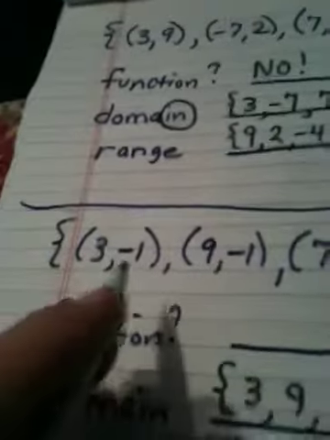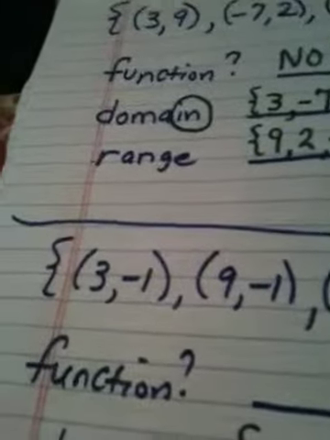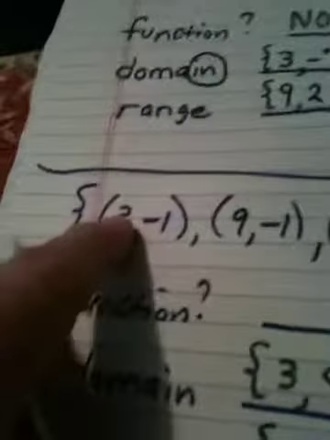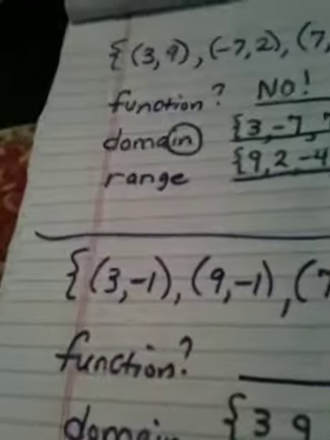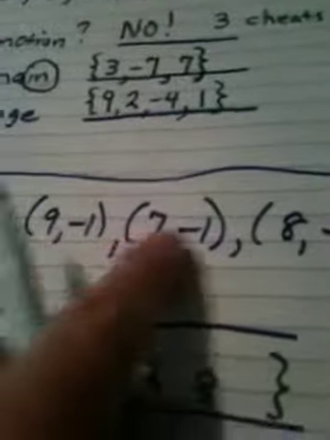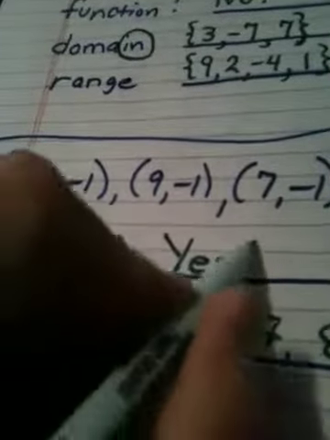Okay? Now, sometimes students, when I ask them if this is a function, they say no because they see the y value repeating. That's not how you determine if something is a function. To determine if something is a function, you scrutinize the x value. If the x value repeats, we have a problem. Well, 3 never repeated. 9 never repeated, nor did 7, nor did 8. So yes, this is a function.